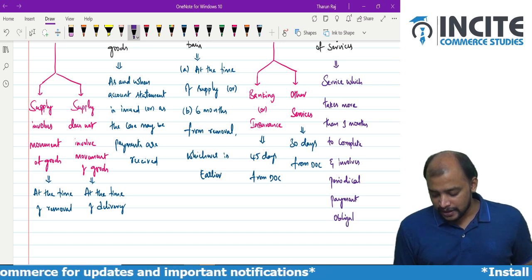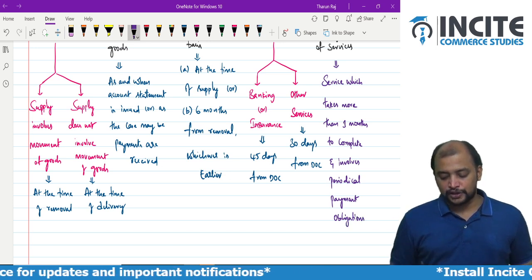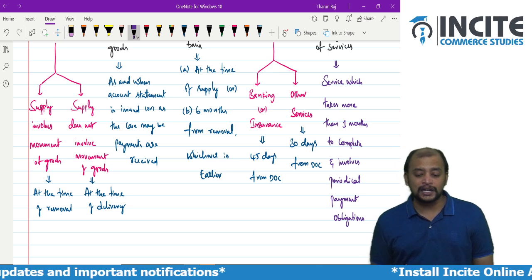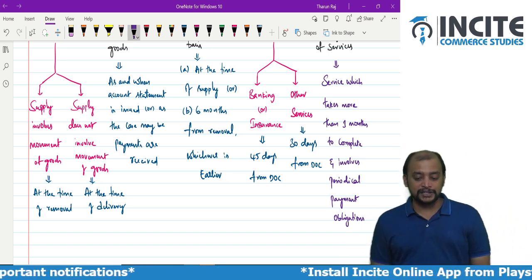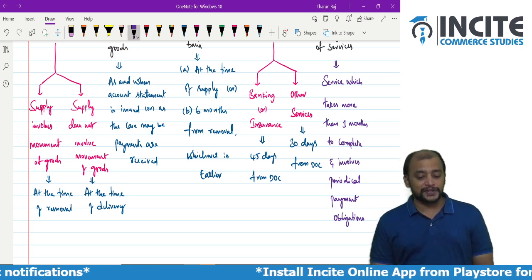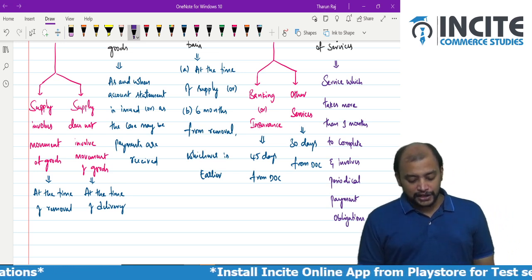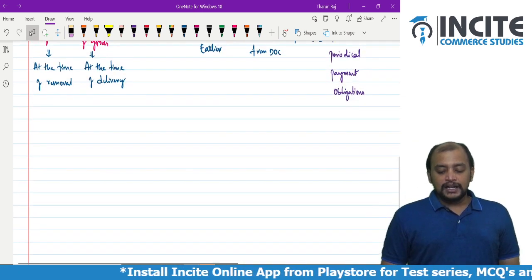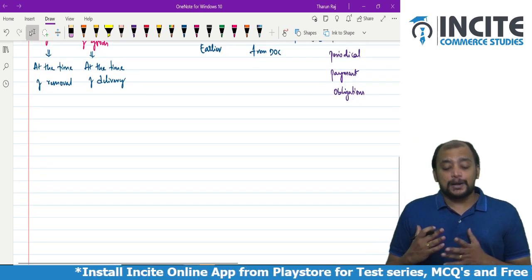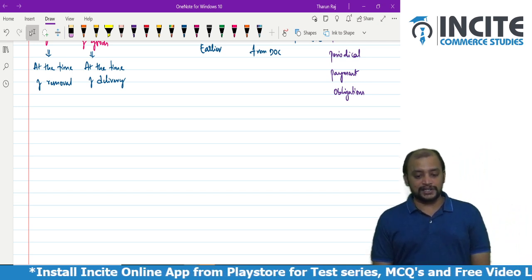Periodical payment obligations. A service which takes more than 3 months to complete and involves periodical payment obligations is known as a continuous supply of service. In case of continuous supply of service, we need to take the due date of invoice depending upon the situation.